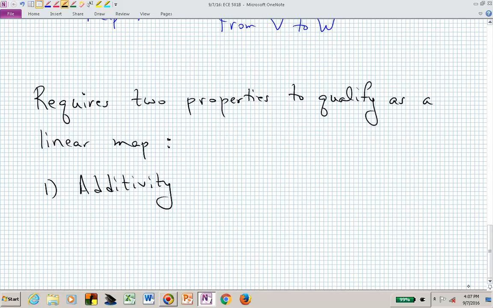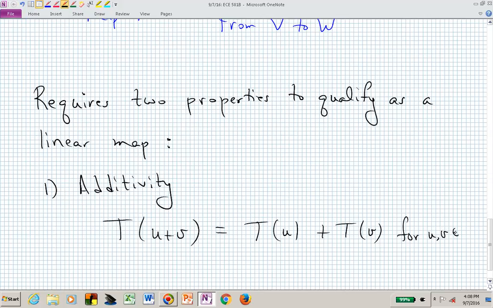One property is additivity, which means that we might have two vectors in our input vector space, U and V, and if we combine those, which we can do since they're a vector space, we can look at the sum of U and V. If we have a linear map, then the linear map operating on the sum, U plus V, better be the same or equivalent to the linear map applied to U plus the linear map applied to V. And that's true for all U and V belonging to our input vector space V.